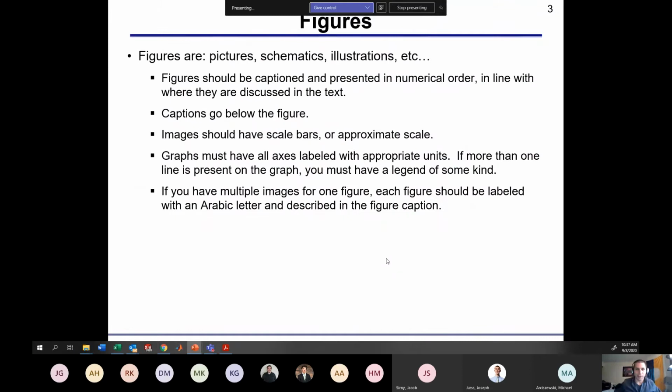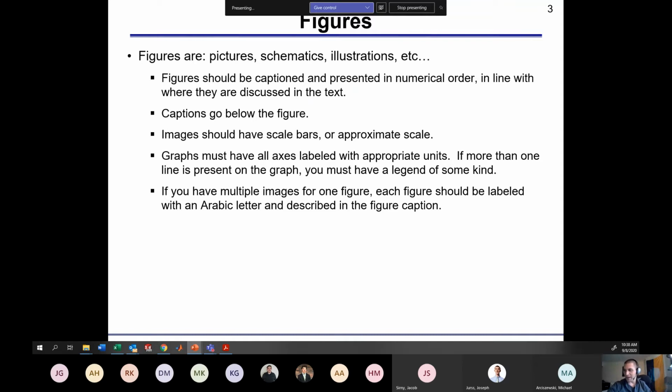I'll briefly discuss some of the things that are important for writing your lab reports, and when it comes time to writing them, you can revisit this document. All right. Figures are usually an issue with first-time writers. How do you organize them? Do I need a caption? Where does the caption go?